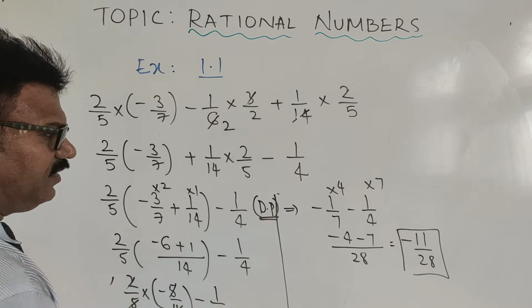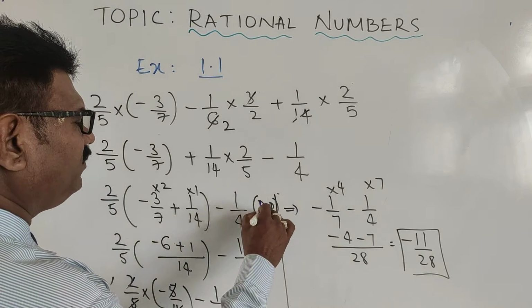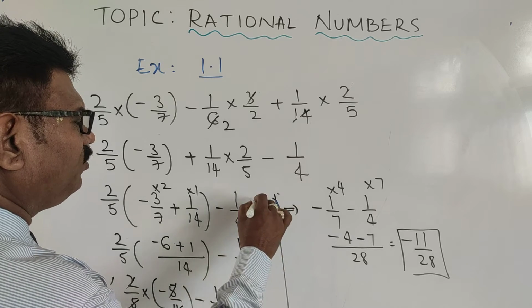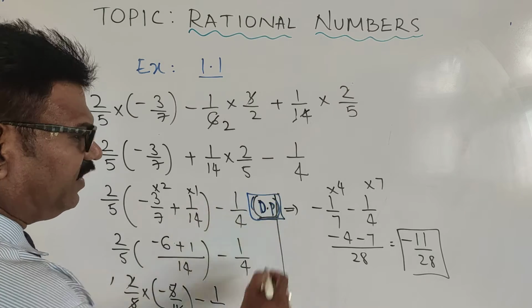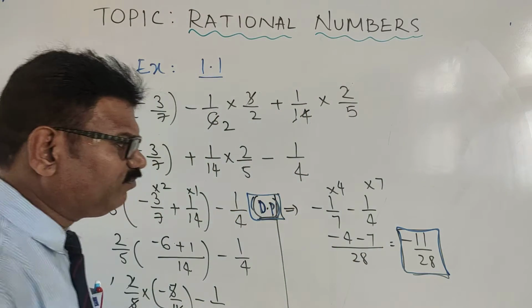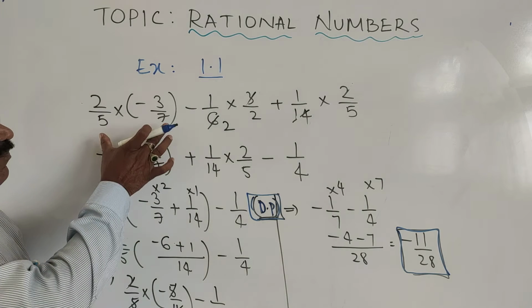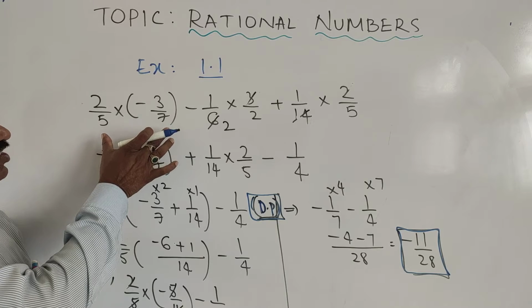Which property? Distributive property. Very very simple, very very important. This is the answer: minus 11 by 28. So these are all 2 to 3 marks questions only. See, very very simple. One more time, I will explain.